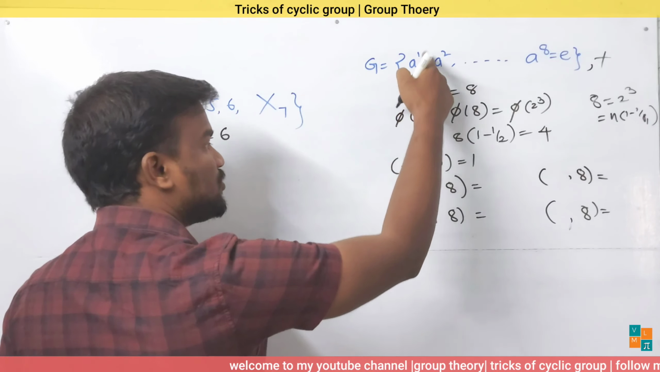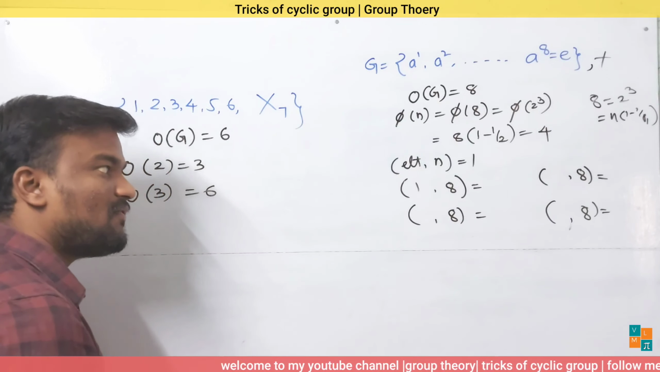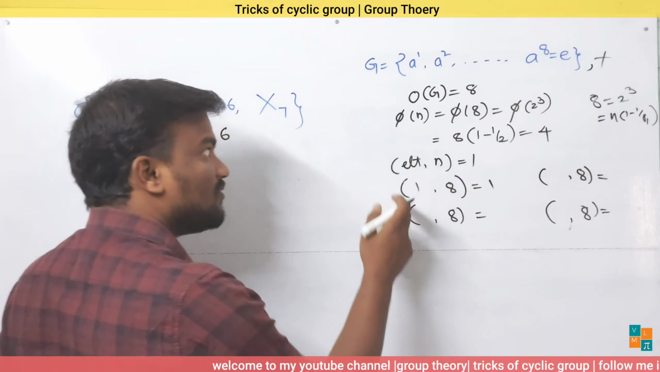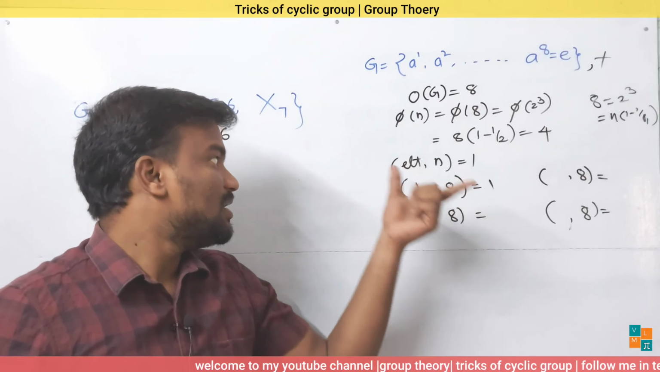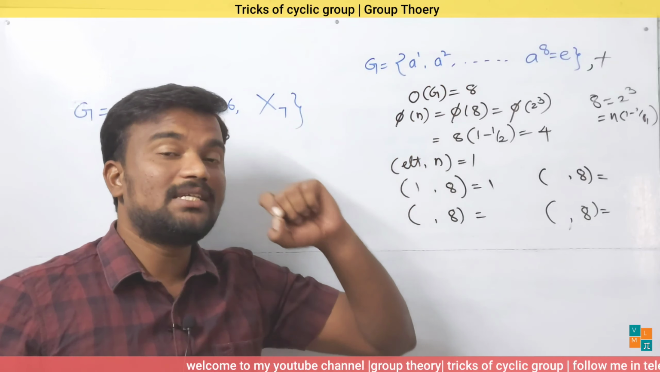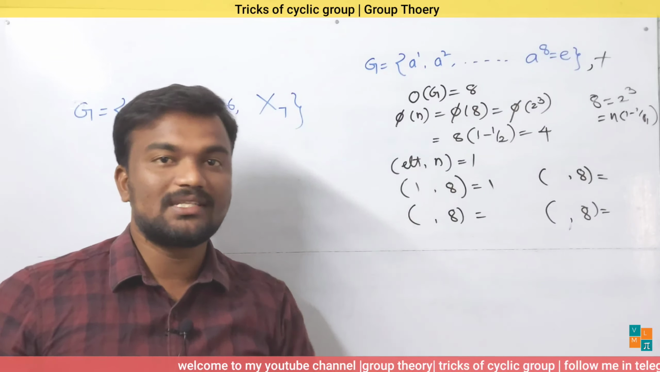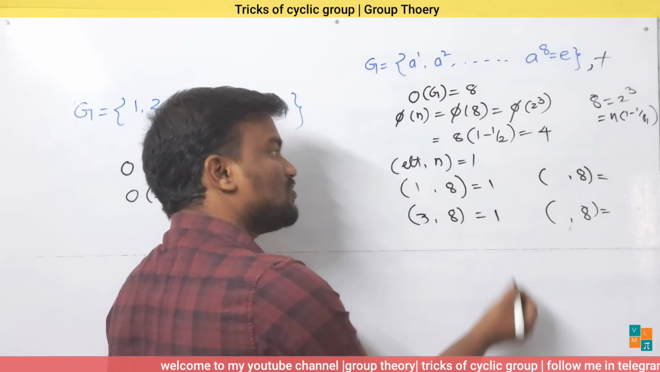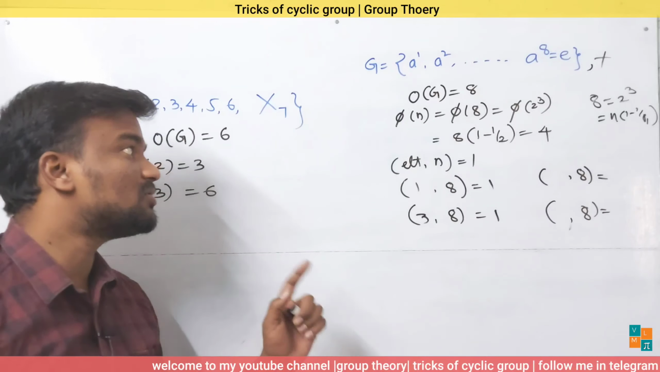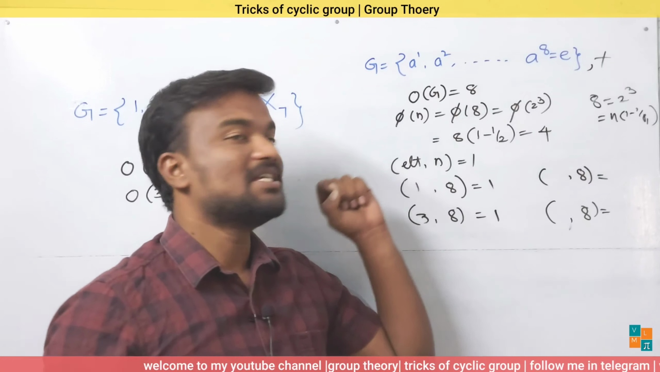Now let's see here a raised to 1, that means 1. Here GCD of 1 comma 8 is equal to 1. So 1 is a generator of the finite cyclic group G. Next, let us take 2. GCD of 2 comma 8 is 2. So 2 is not a generator. Next, let us take 3. GCD of 3 comma 8 is equal to 1. 4 comma 8 GCD is 4. So it is not a generator.